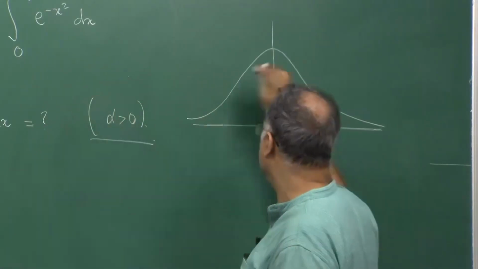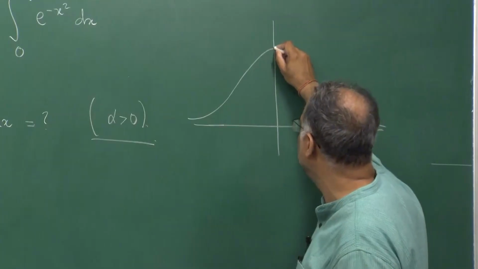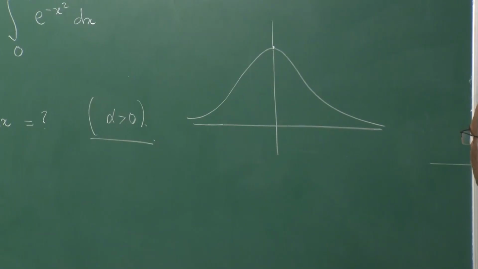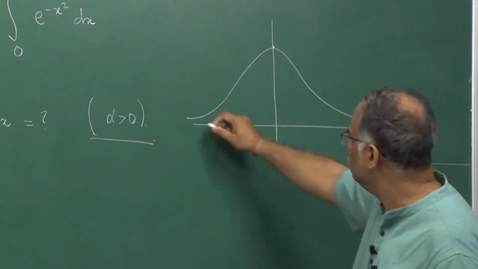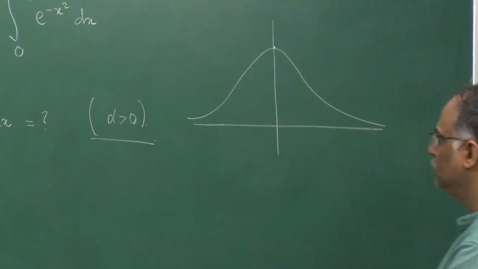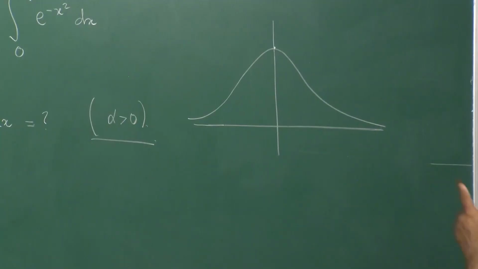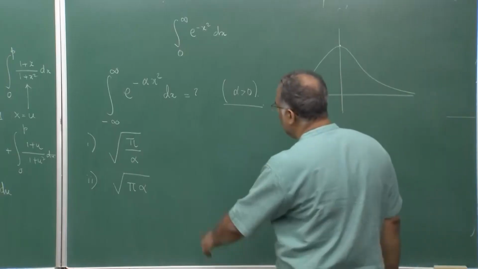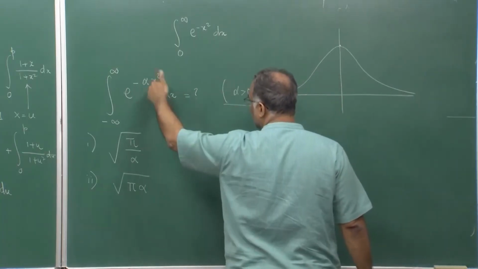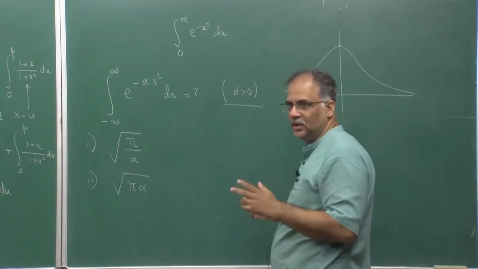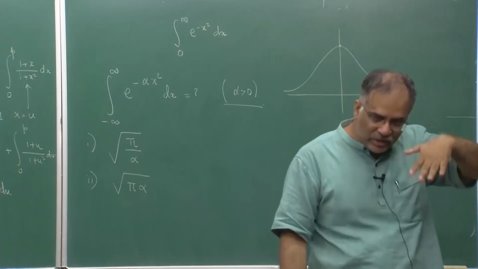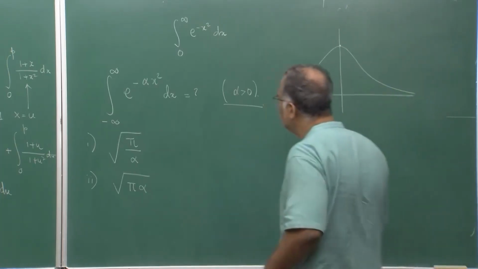Sorry, at x equal to 0, it will be 1. I am making a mistake again. So at x equal to 1, it is e to the power minus alpha, and at x equal to minus 1 also the functional value is e to the power minus alpha. So once you know that plus and minus 1 have a symmetric value, then you try to know the nature.